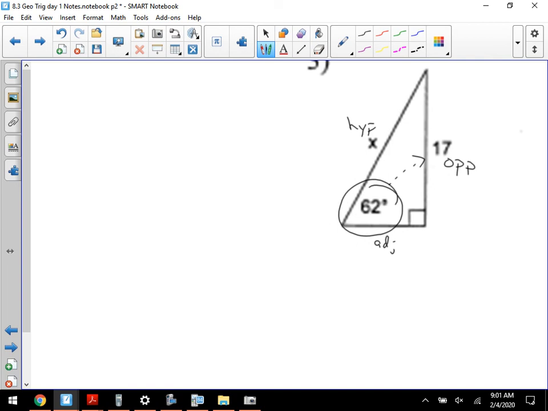Even though we're not using all 3 side lengths in these problems, guys, there's a reason why I like to label them all out, because eventually we're going to solve for everything. But for right now, we're just doing one piece at a time. Okay? What trig function works with opposite and hypotenuse? Sine, very good. So we have the sine of 62 is 17 over x.